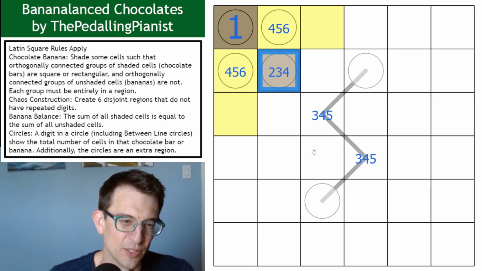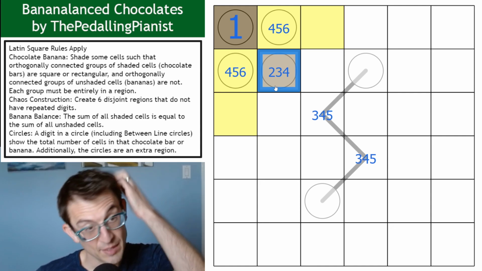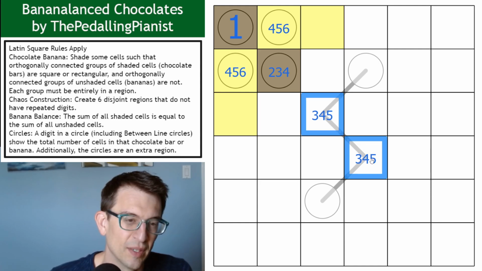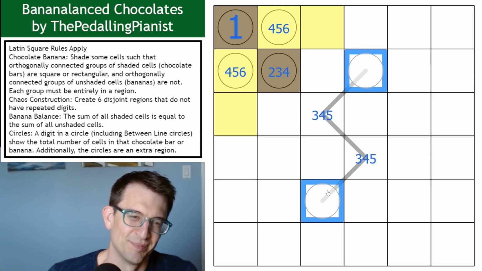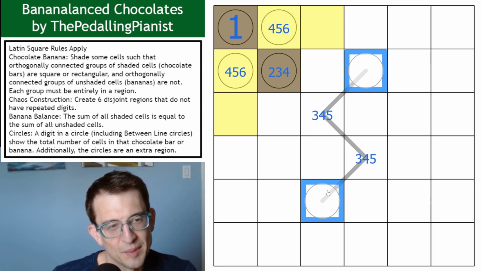I bet it's going to be 2, but I don't think I can really eliminate 3 and 4 yet. And the nice thing about 2 here is it will get rid of a 3 down here. And I would need a 3 or a 4 and a 5 or a 6 in here.